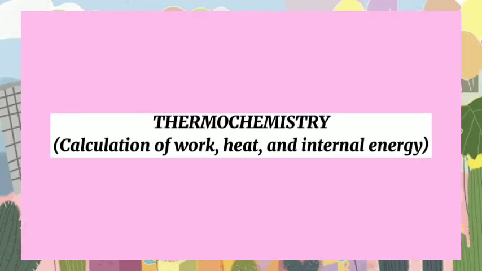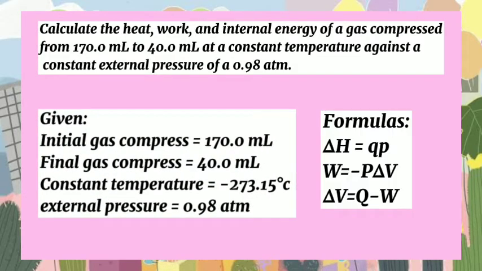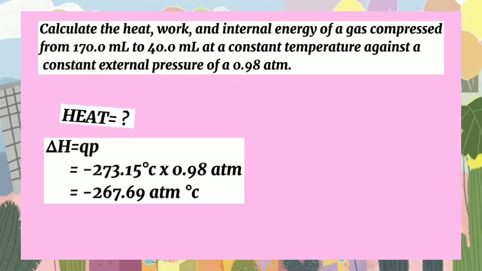Thermochemistry. Calculation of work, heat, and internal energy. In solving the heat, work, and internal energy, we have to first identify the givens and the formulas to be used. Heat is constant temperature multiplied by the constant external pressure, and that is negative 267.6980 degrees Celsius.